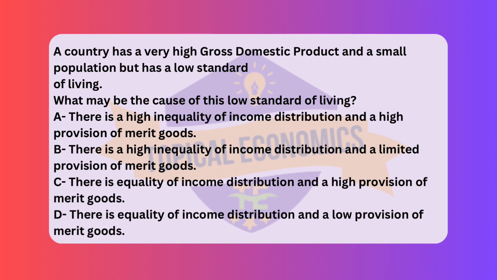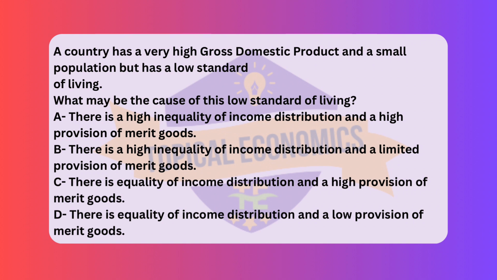There is equality of income distribution and a high provision of merit goods, is incorrect because equality of income distribution and high provision of merit goods would typically lead to a higher standard of living. If income is distributed equally and essential services are widely available, the majority of the population would likely experience a higher standard of living. Therefore, this is not consistent with the situation described in the question, where the country has a low standard of living.